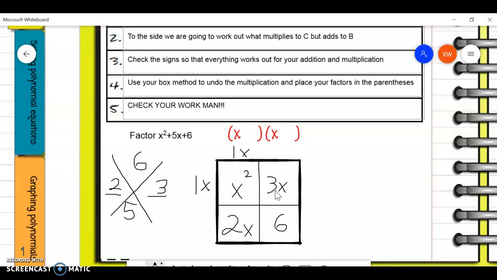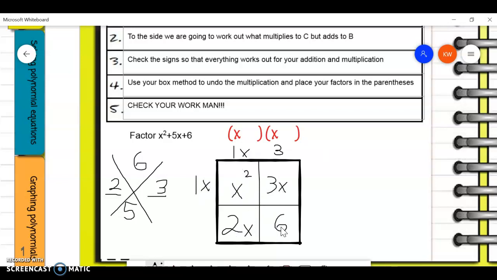So the GCFs of 3x and 6. Since 6 does not have an x, that means that this answer that we're going to get here will not have an x. So now I'm looking at what 3 and 6 has in terms of a GCF. So you can divide 3 and 6 both by 3. And this works out well. And if you continue looking at how everything works out in the box method, I know x times 3 gives me 3x here.